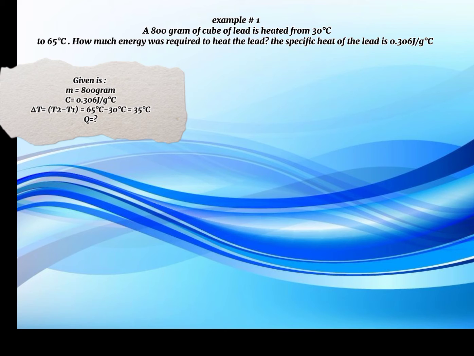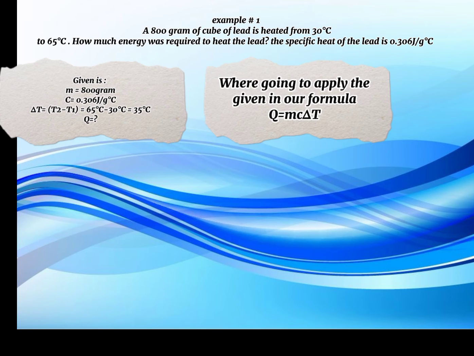Now we are going to identify the given. Mass is equal to 800 grams. Specific heat is equal to 0.306 joules per gram degree Celsius. And the change in temperature is equal to final temperature minus initial temperature, equal to 65 degrees Celsius minus 30 degrees Celsius, which is equal to 35 degrees Celsius. Then we are going to apply the given to our formula. Q equals mass times specific heat times change in temperature.